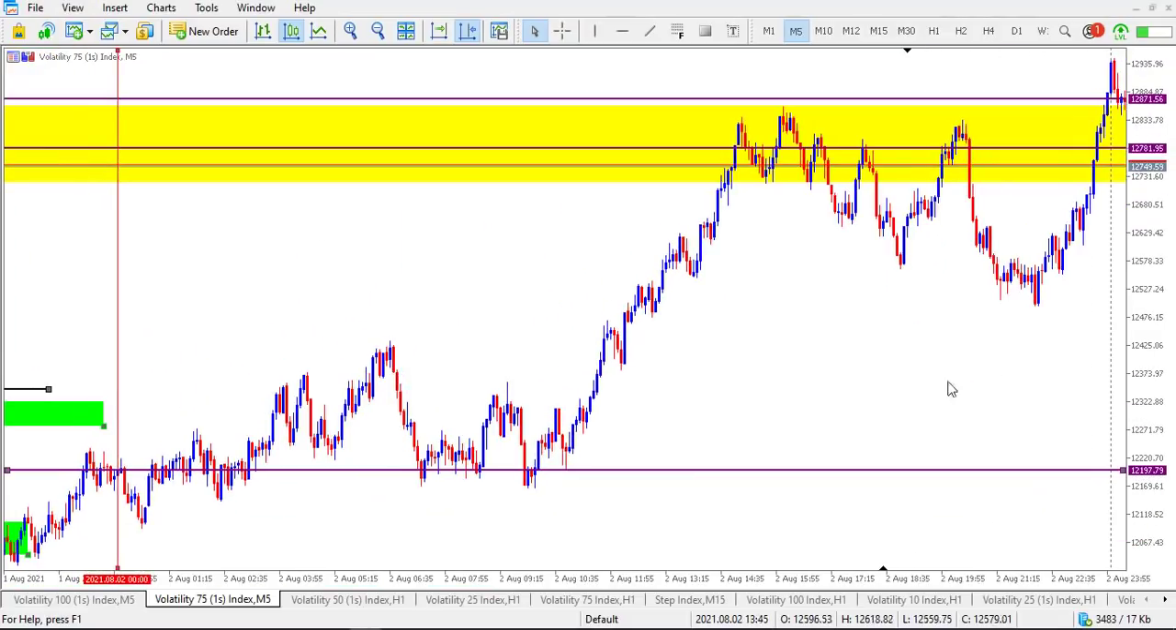Let's look at this part of the chart. As you can see here, the market just trended upwards, but it had this reversal here. Take this reversal.